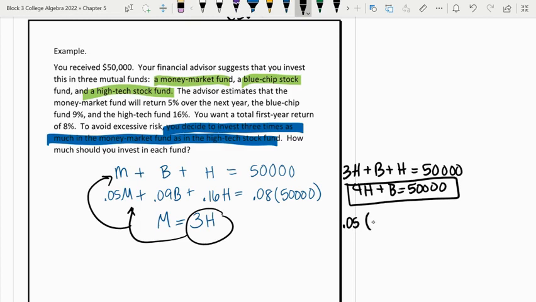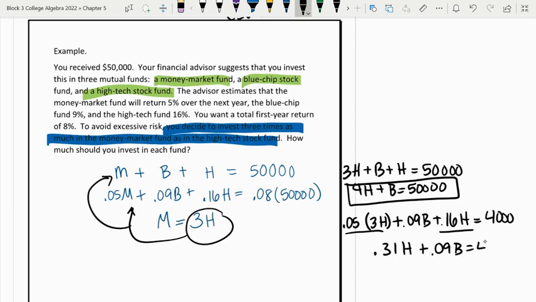So the next one is 0.05 times M, which is 3H, plus 0.09B plus 0.16h equals, I'm going to multiply 0.08 times 50,000. So I get $4,000. 0.05 times 3 is 0.15h plus 0.16h gives me a 0.31h plus 0.09b equals 4,000. So now I have two equations.